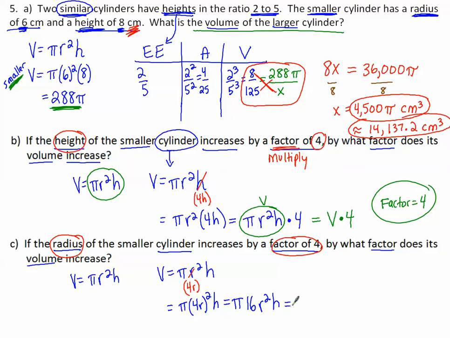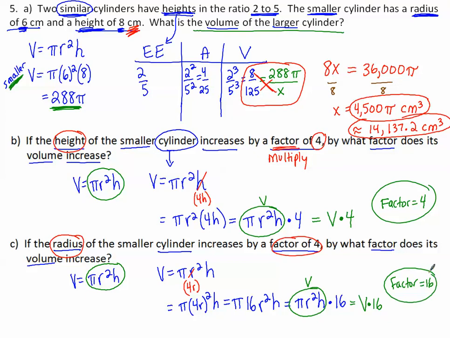Using the associative property, we rearrange these. Pi radius squared height times 16, put it at the end. Well, remember, volume is pi radius squared height. So all of this is the volume, which means we have volume multiplied by 16. So what is the factor that the volume increases by? 16.